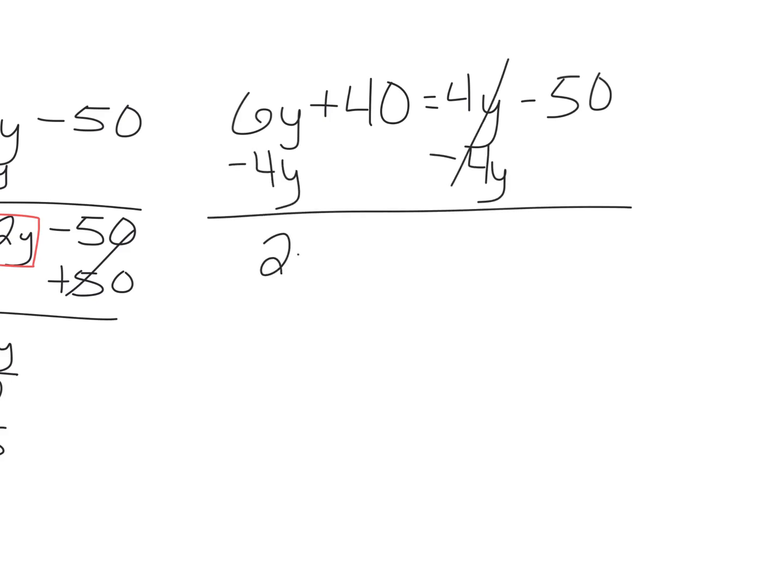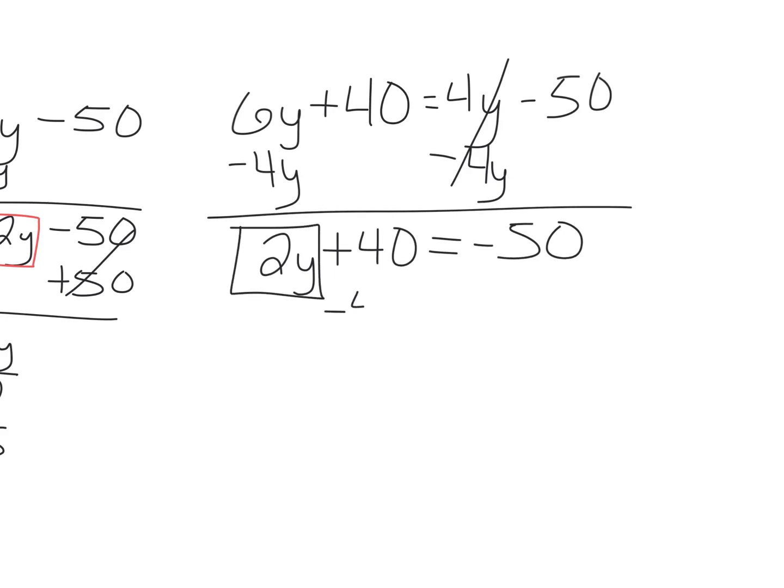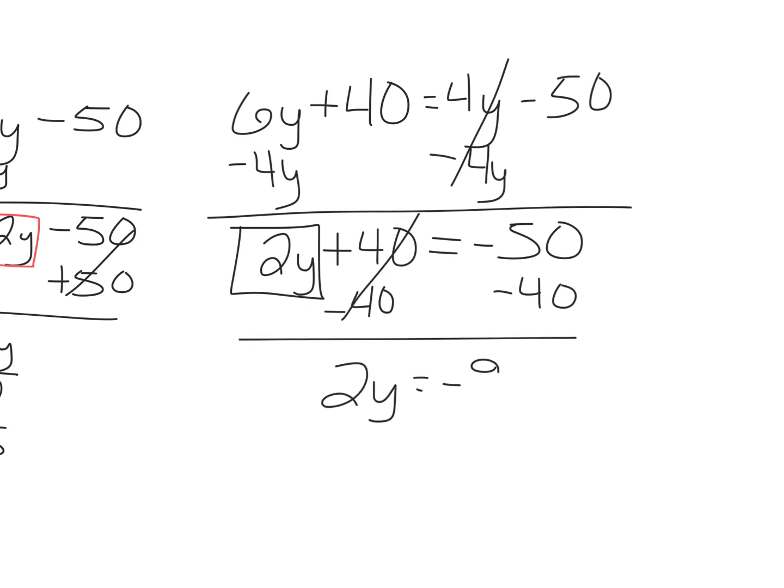So I get 2y plus 40 equals negative 50. This looks like something we can solve, yes? What do I do next? Minus 40. Right, because we got to keep these two together. So subtract 40. I have 2y equals negative 90.